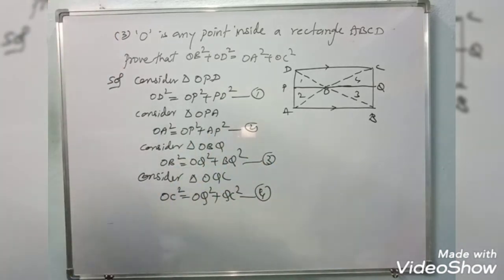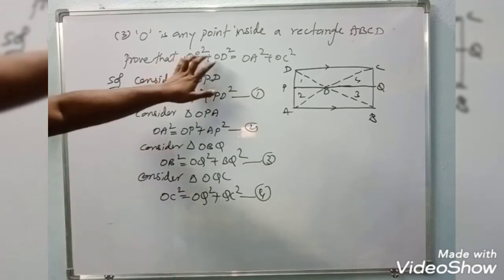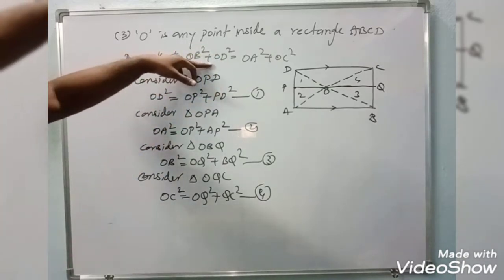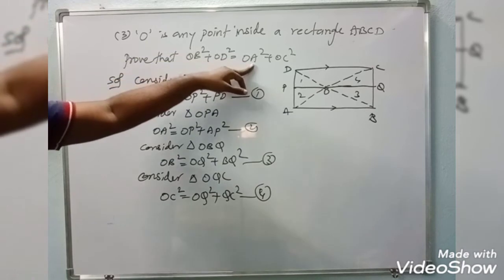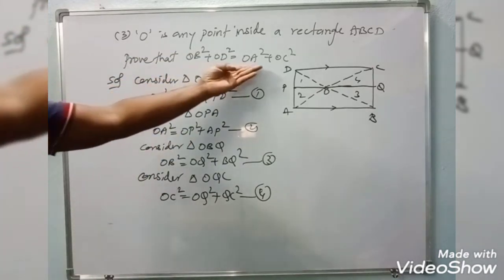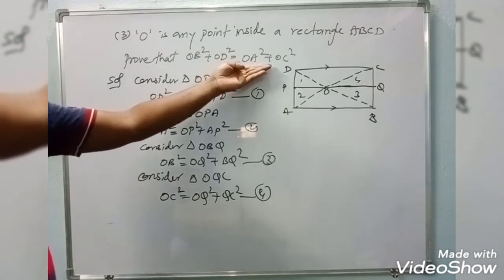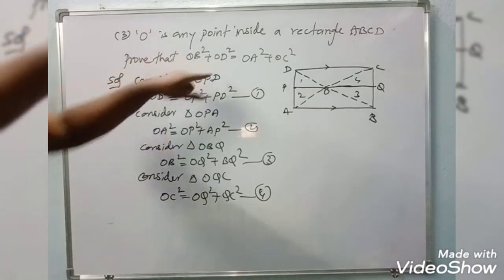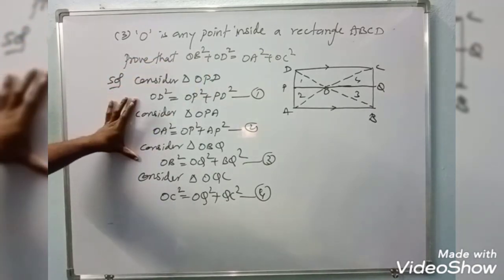Now after considering all these 4 equations, then what we have to show? Now see the left side of the value. It is given that OB square plus OD square, or else the right side, if you take OA square plus OC square, anyone you can take here. Now if you want to take the right side value, that is OA square plus OC square, we have to consider the second equation and fourth equation. If I want OB square plus OD square, we have to consider the first and third equation.